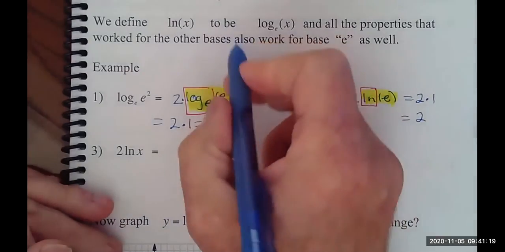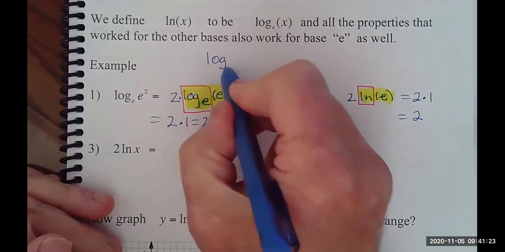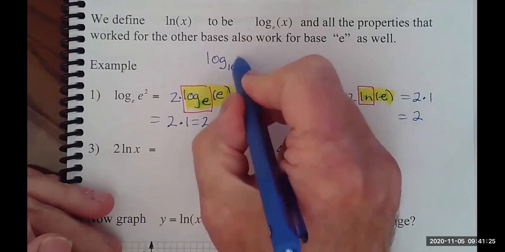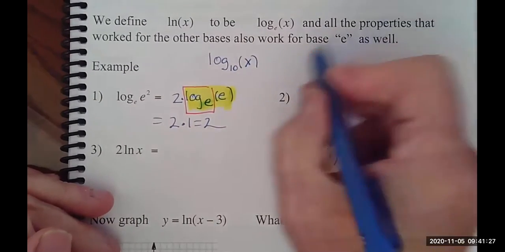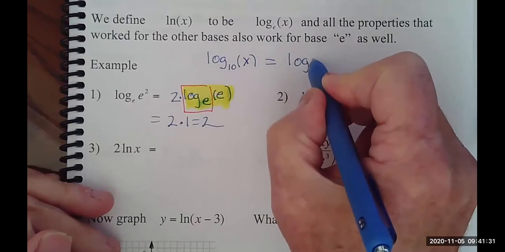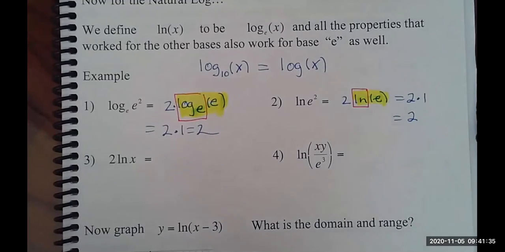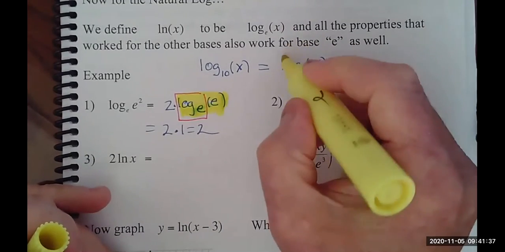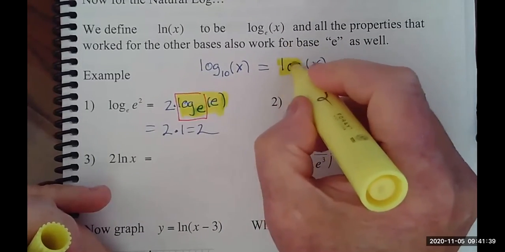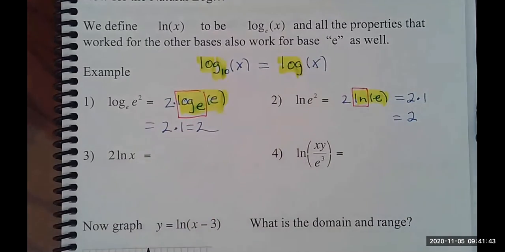Just like common log, it's called a common log. If I went log base 10 of x, that is the same as log x. So this just plain old log with nothing down below is the same as log base 10, just that piece alone.